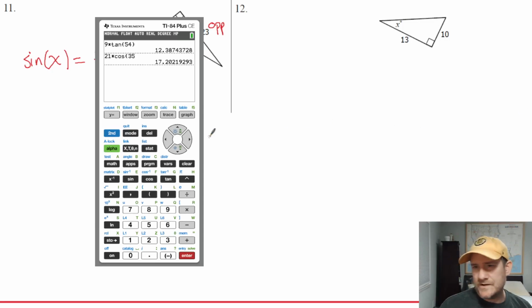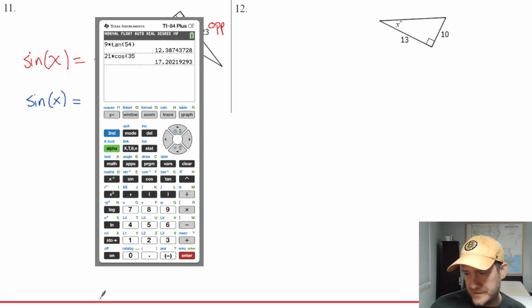And so the idea here is, well, we have to figure out what angle, when you take the sine of it, gives you 23 over 24. So I would start, if I were you, by figuring out what 23 over 24 even is. And I'm getting 0.9583333.